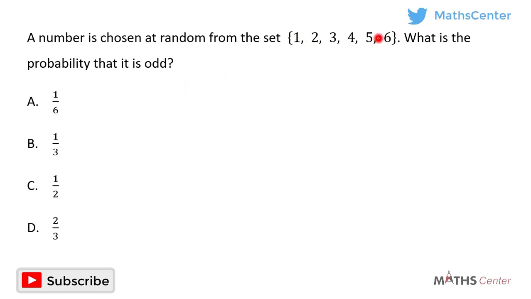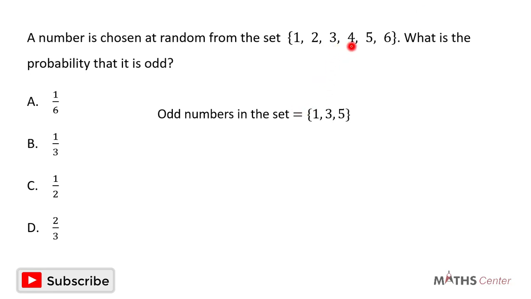When we look through the set, we can see that the odd numbers in it are 1, 3, and 5. These are the numbers in this set that will give you a remainder after you have divided it by 2. So these are the odd numbers in the set. The total number of members in this set is 6. And the total number of odd numbers in this set is 3.